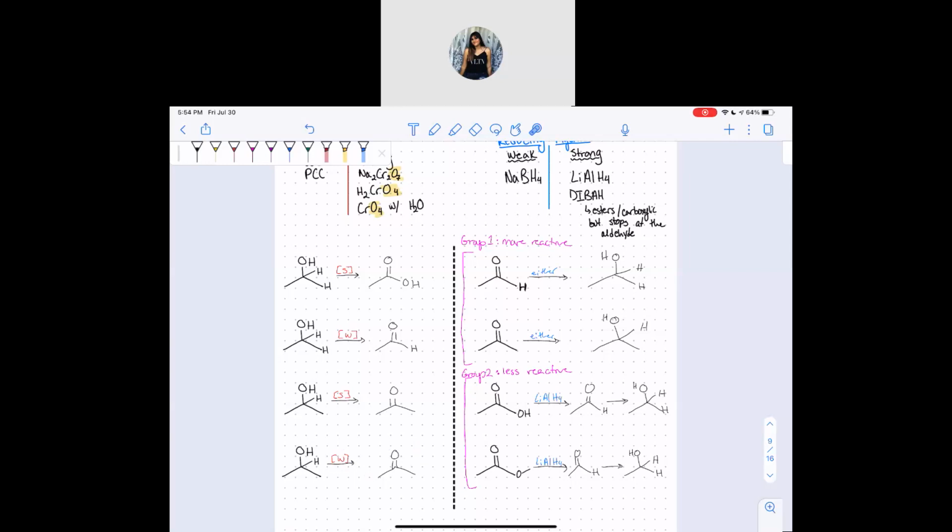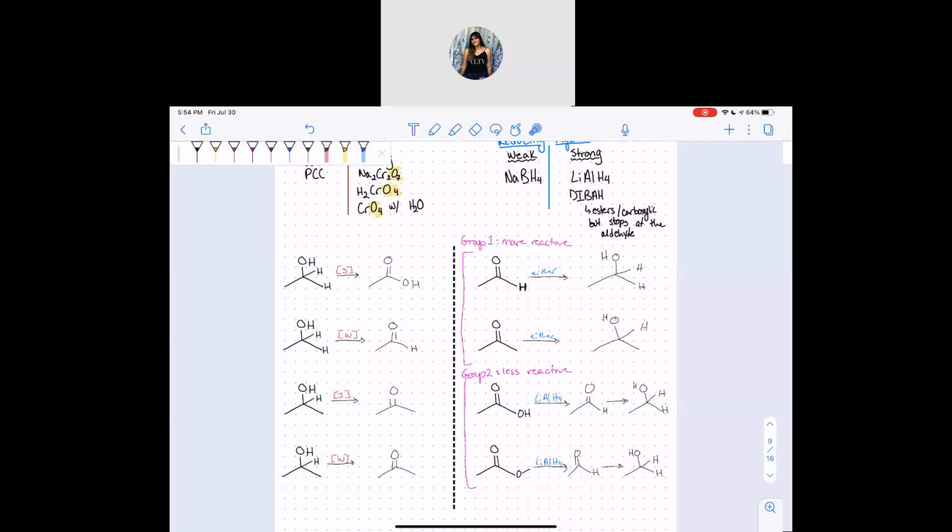For reduction reactions, aldehyde plus either gives primary, ketone plus either gives secondary. Carboxylic acid plus LiAlH4 equals primary. Carboxylic acid plus DIBAL would only be an aldehyde. It wouldn't go to an alcohol. And same thing for the ester. Always makes a primary. Okay, cool.